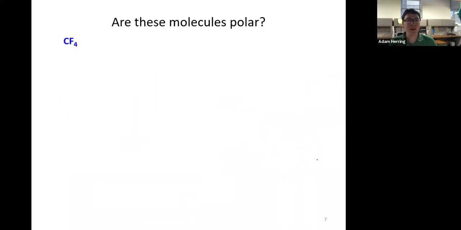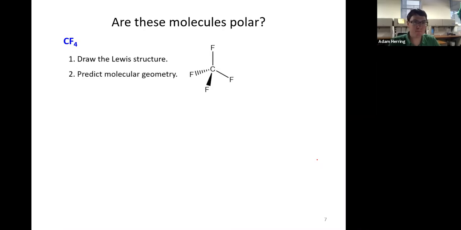All right, let's move on now and reevaluate looking at determining if molecules are polar or not. So let's say that we have carbon tetrafluoride. The first step is to draw the Lewis structure. So we have the Lewis structure here. And for the sake of clarity, I have not indicated the lone pairs of electrons on the fluorines, but we know that they're there. Predict the molecular geometry.